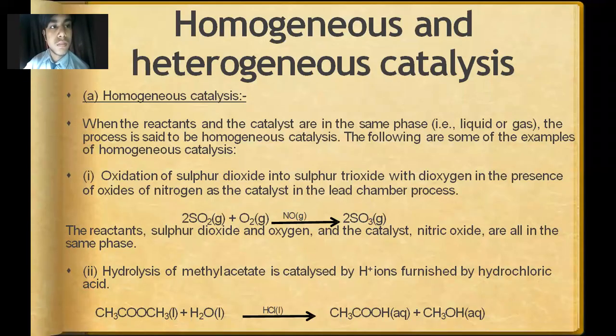There are two types of catalyst which we have also discussed: homogeneous and heterogeneous. A homogeneous catalyst is when the reactant and the catalyst are in the same phase. Phase means state of matter. When the reactant and catalyst are both in the same phase, the process is said to be homogeneous catalysis. The following are some examples. Whenever we take some reactant for any reaction, we mention their state in brackets. In parentheses, we indicate the state.